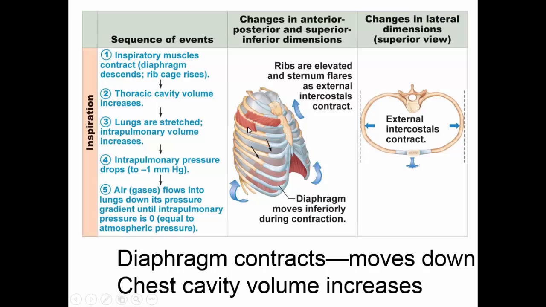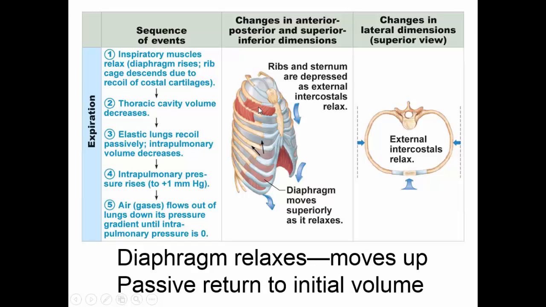Here you see the intercostal muscles. They're going to elevate the ribs, and the diaphragm will move downward. This will increase the space in the chest cavity, causing air to be sucked into the lungs. When everything relaxes, the ribs go back into their resting position, the diaphragm goes back into its resting position, we decrease the size of the chest cavity, and air is forced out of the lungs.